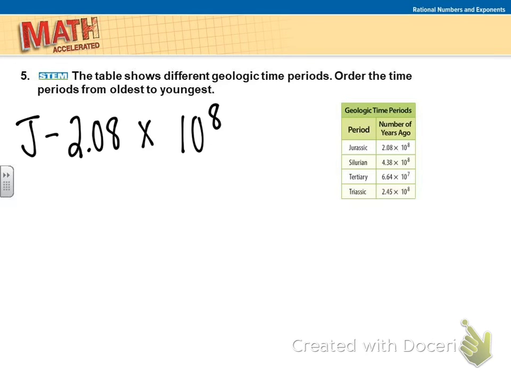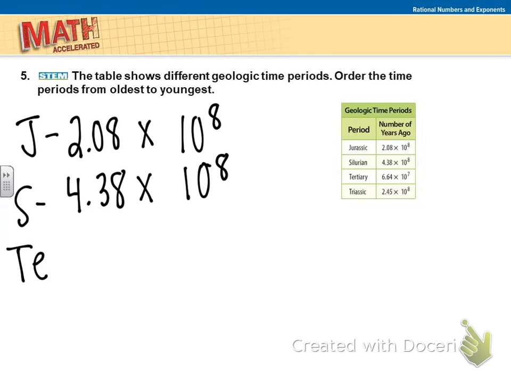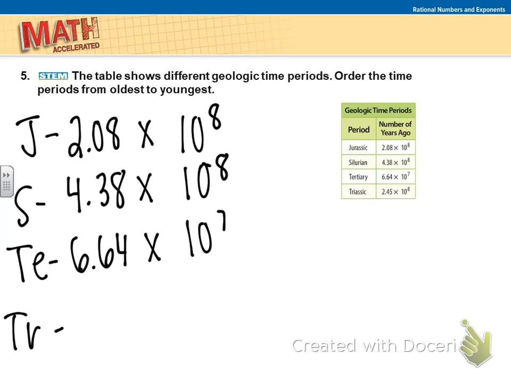So somebody help me out. What's the next one? 4.3 times what? 10 to the 8th power. Look it up. All right. What's the next one? 6.64 times 10 to the 7th power. Good. And then what's the last one? 2.45 times 10 to the 8th power. All right. So I kind of just abbreviate them. So it says to order them from what, Gray? Oldest to youngest.